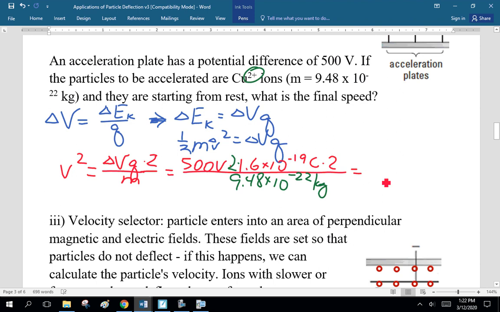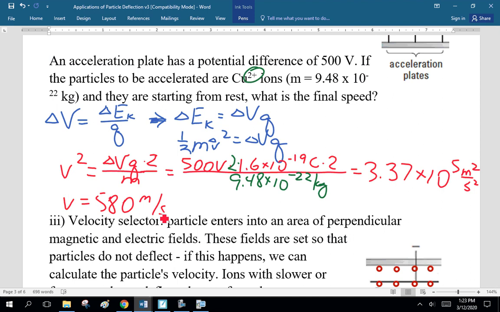Okay, I'm having two people blurt out answers. Can one person say it clearly, loudly enough that I can hear it? What did you get? Did you square root it? No. Now that's a reasonable velocity for ions in an accelerator, 580 meters a second. Okay.